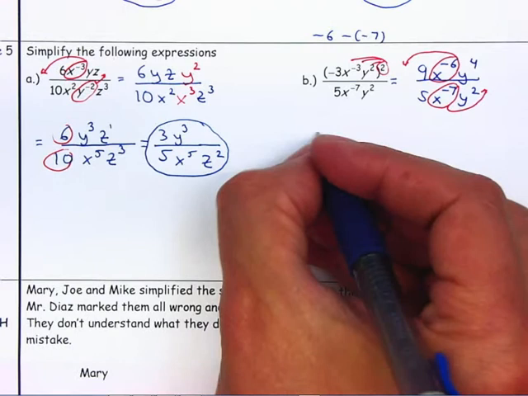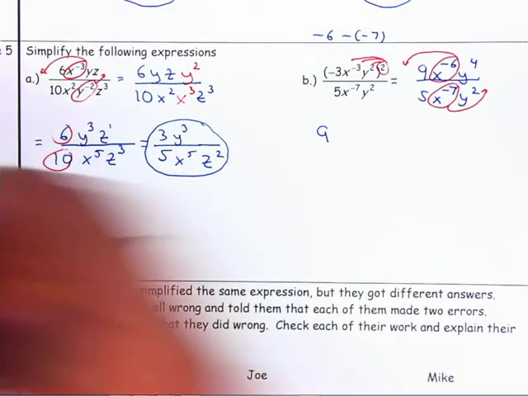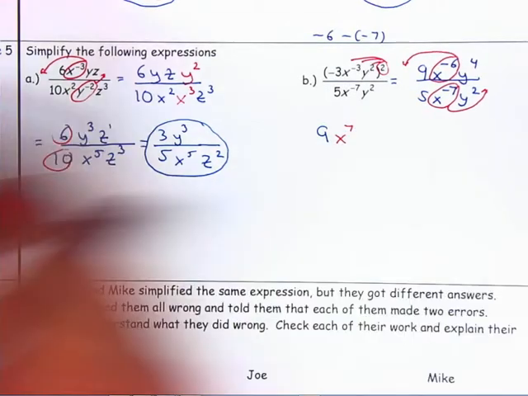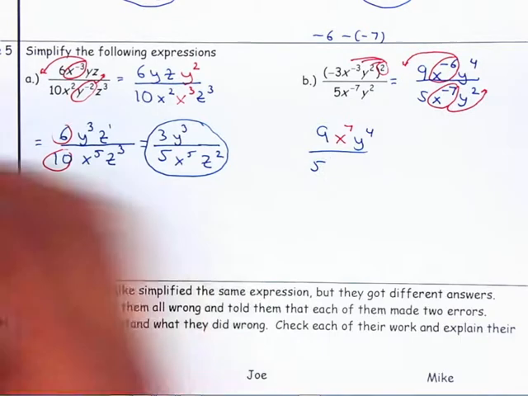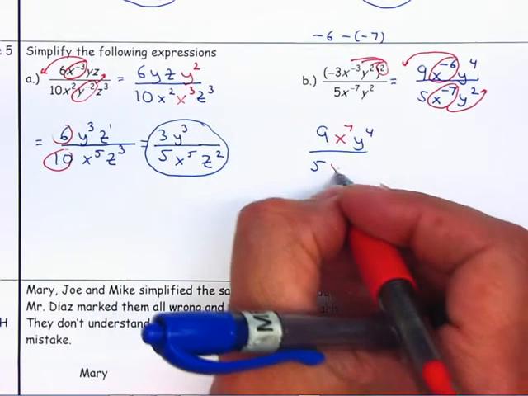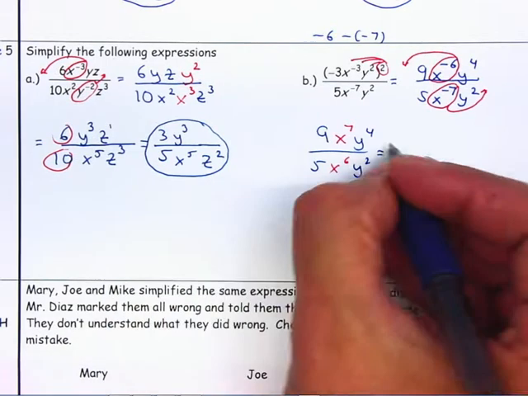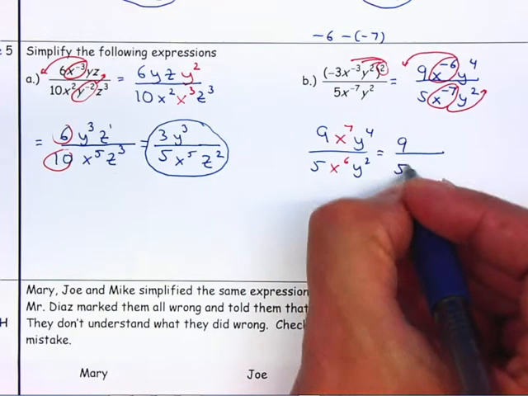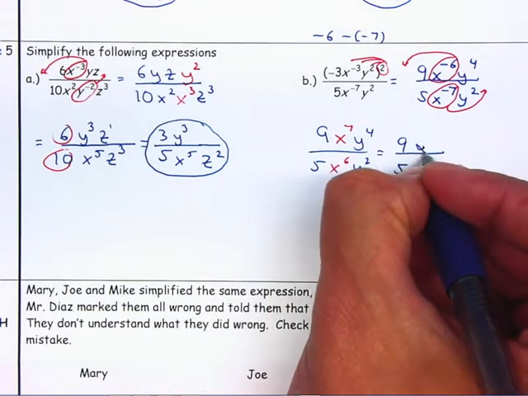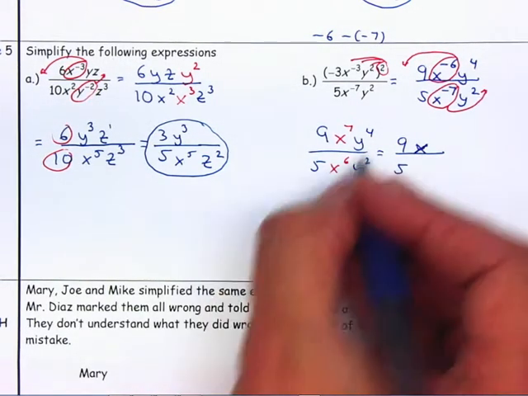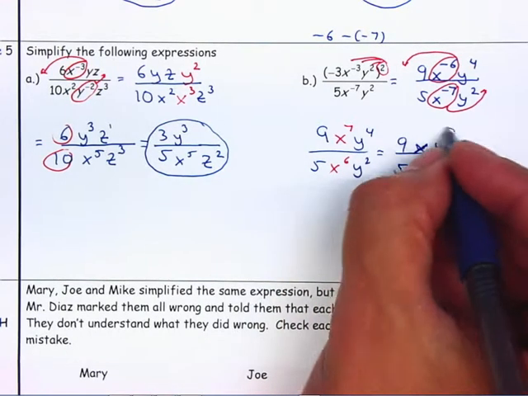Let me rewrite it before I simplify anything else. So let's see, the x comes up to us, x to the 7, y to the 4, the 5, then I have x to the 6, and y to the 2nd. That gives me 9, 5. X's, 7 minus 6 will give us 1, x, or just x. Y's, 4 minus 2 will give us 2, and it's positive, so it stays on top.